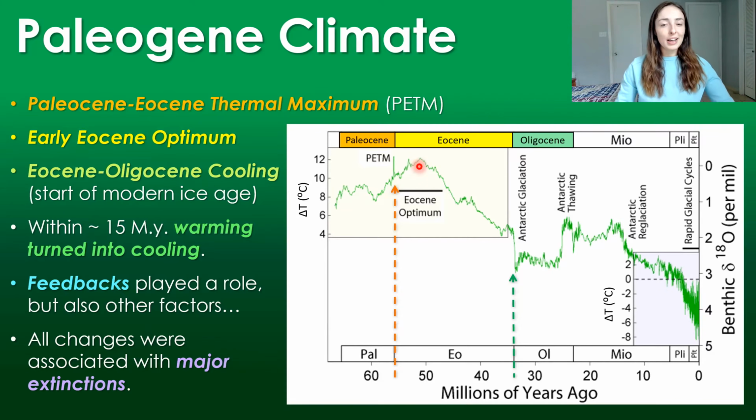So how did this happen? Well, feedbacks play a role. Climate feedbacks. I talk about negative and positive feedbacks in many of my videos, but I'll talk about some more later. But also other factors that we'll get into, actually. I'll keep them a secret for now. But other factors also play a role. And because of these dramatic changes in climate during the Paleocene, Eocene, and Oligocene, there were major extinctions during this time, and we'll get into those as well.